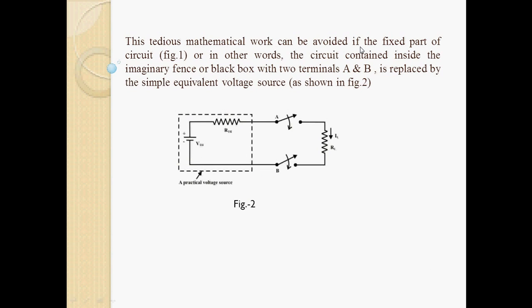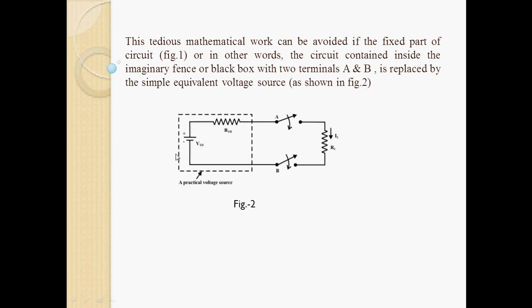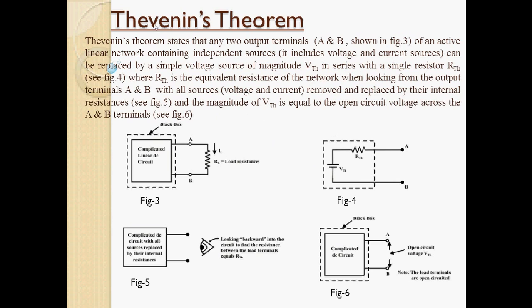To avoid this, we will fix the part of the circuit within the box. If we replace this part of the circuit so that it looks like this, with RTH and VTH, then for different values of RL you can calculate the load current, and that calculation will be easier. This reduction can be done using Thevenin's theorem.